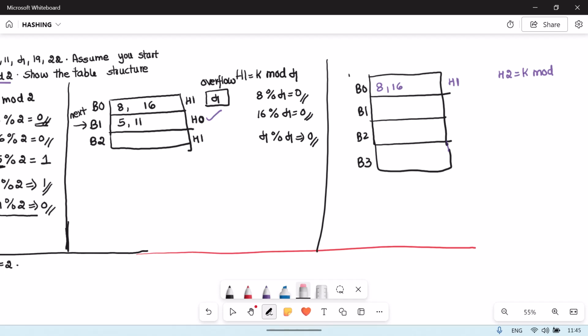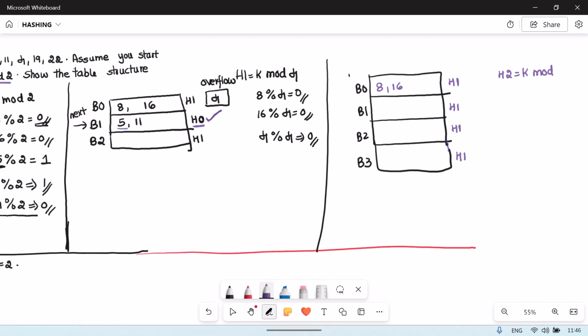See here, the split has happened at which one? Split has happened at the B1 bucket, right? B1 was initially having H0. Now this will also become H1. B1 was split into B1 and B3, so B3 also will have H1. Others anyway have H1 only from the previous step.